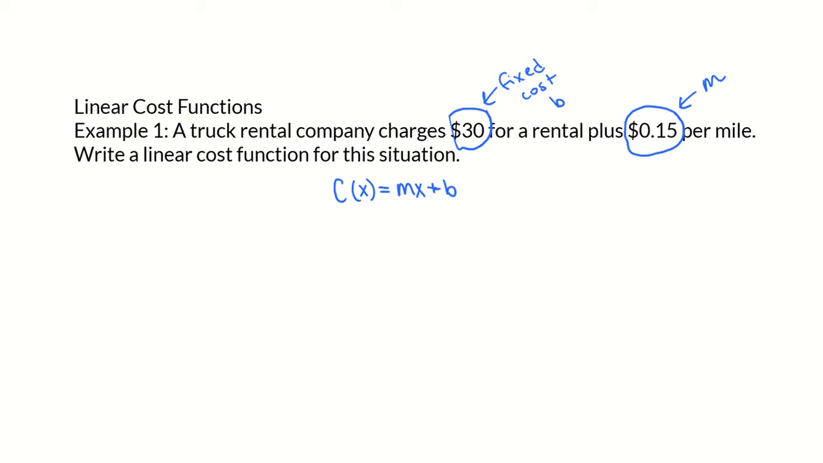So the cost function for this situation is cost of x equals 0.15x plus the fixed cost of $30. So in this function, the variables are cost and miles. So the cost of a rental is dependent on x, the number of miles that are driven in this rental.